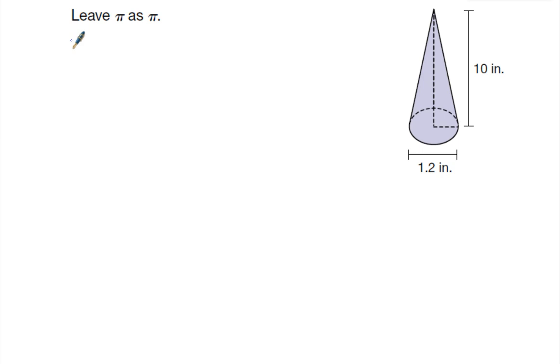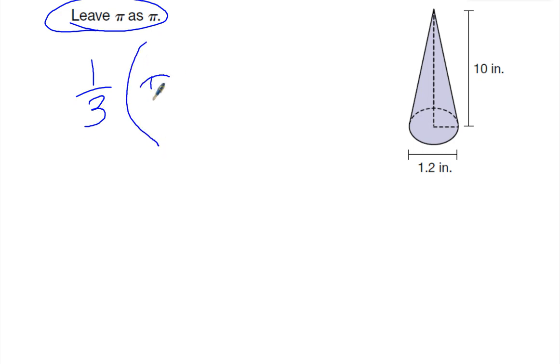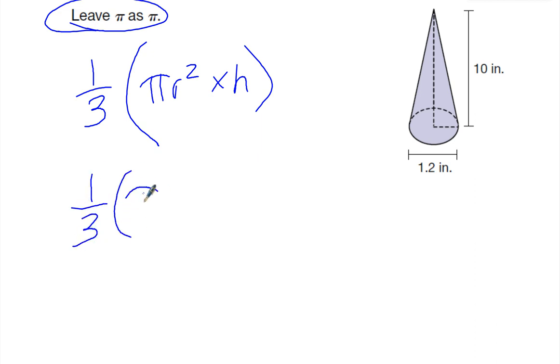For cones, you also will see the leave pi as pi option. Remember, the volume of a cone is 1/3 times the area of the base, so pi r squared, times the height. Okay, so we're going to fill in the blanks here. We have 1/3 times pi, so we're leaving that alone. The radius is, let's see, so our diameter is 1.2. So radius is half of that, which is 0.6. So we're going to have 0.6 times the height, which is 10.